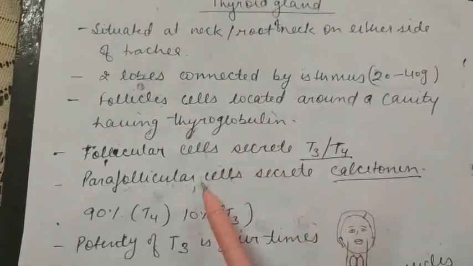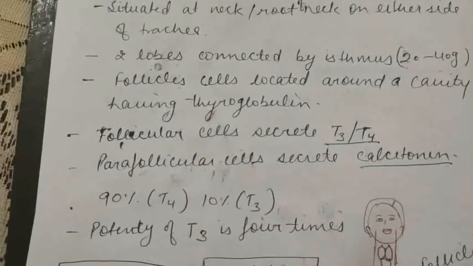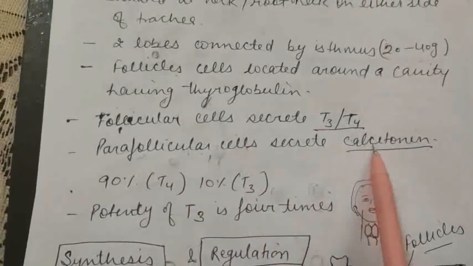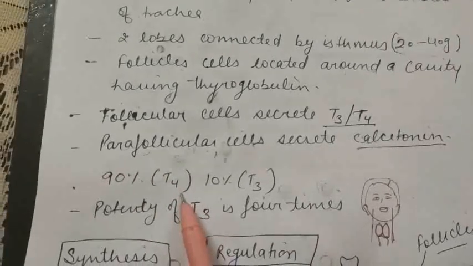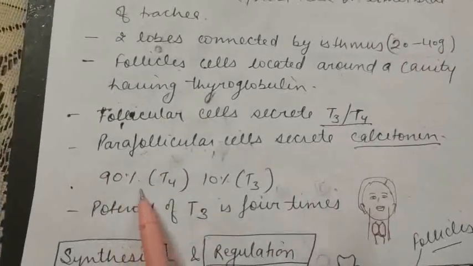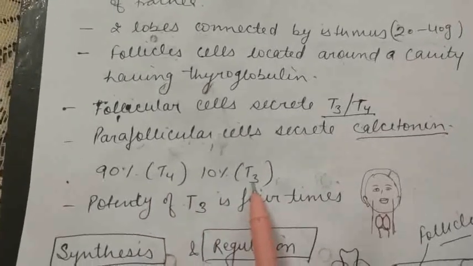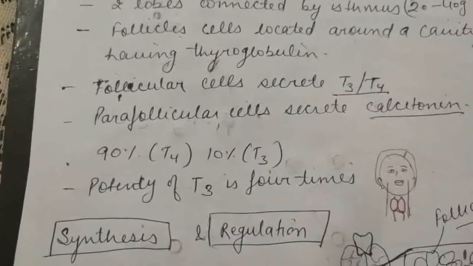We'll see this. The follicle cells secrete the thyroid hormones T3 and T4. There are parafollicular cells as well which secrete calcitonin. Of these two hormones T3 and T4, around 90% is T4 and 10% is T3. When we talk about potency, T3 is more potent.